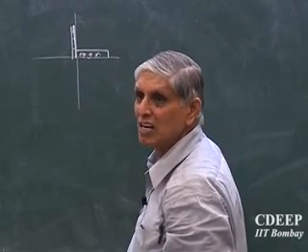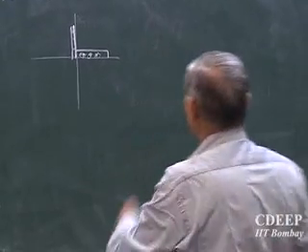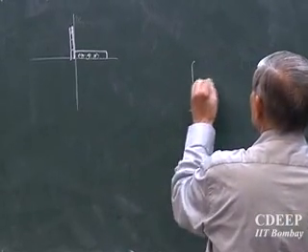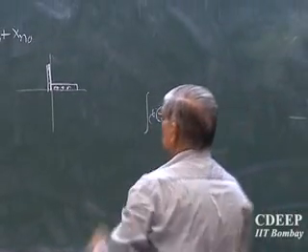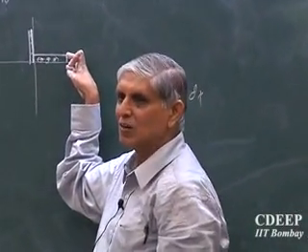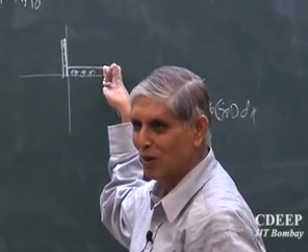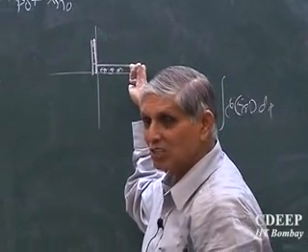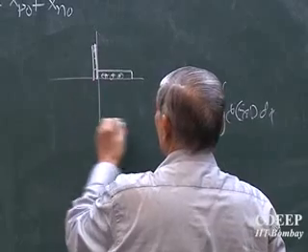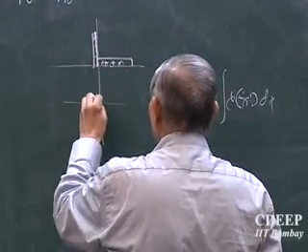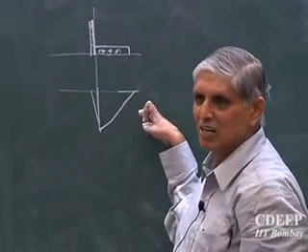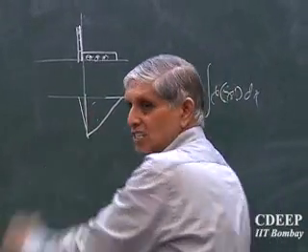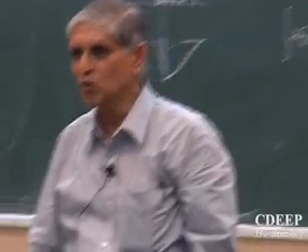For the depletion layer, what is the voltage I said? Voltage is the integral of E(x) dx. So if you have a larger base, most of the voltage will actually drop here. This is what I want to show you. There will be an electric field of this kind, and the integral of this is essentially the voltage.